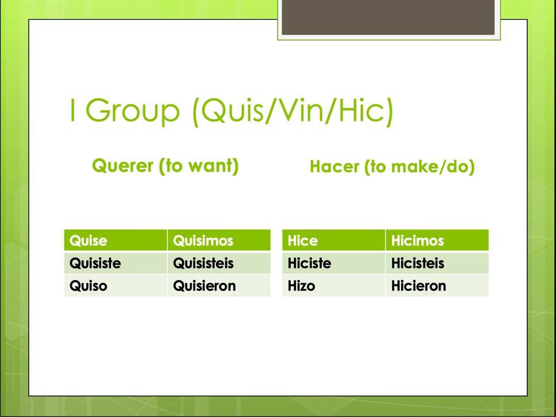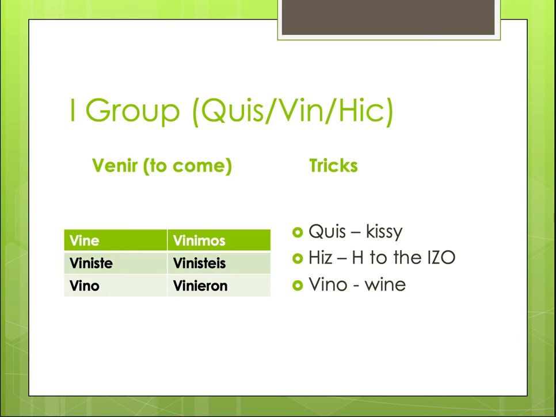Next is the I group. I group, quis, vin, and hic. There's only 3 root verbs here. We've got querer, to want. Quise, quisiste, quiso, quisimos, quisistes, quisieron, no accents. Then hacer, hice, hiciste, hizo, mark the spelling change there. Hicimos, hicistes, hicieron. And then venir, vine, viniste, vino, vinimos, vinistes, and vinieron. No accents on anything in this group.